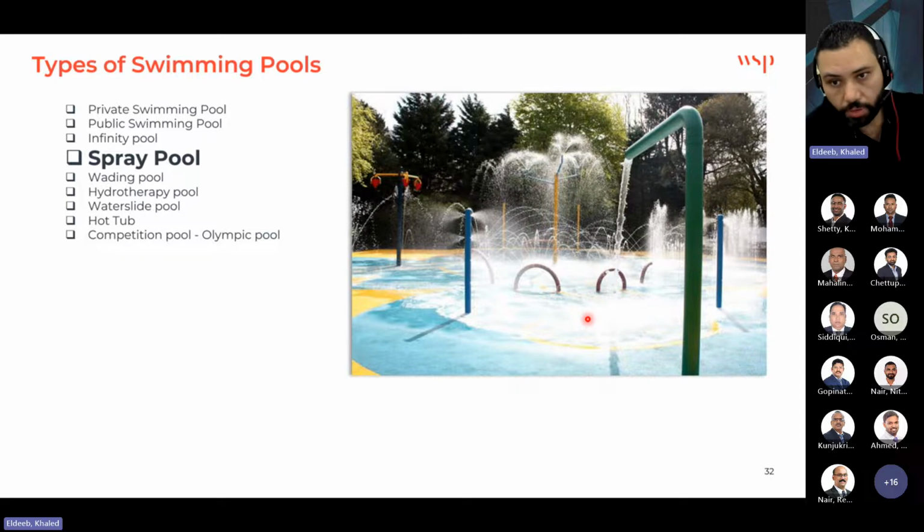So in such type of pools, we should provide dedicated pumps for the spray nozzles. It should be provided separate from the regular filtration system, because the spray nozzles require a constant water pressure to function effectively. Because if it is integrated with the main filtration system, water flow and pressure might fluctuate, especially when the filters get clogged. So therefore, dedicated pumps will help to ensure the spray nozzles maintain the desired pressure without compromising the filtration system.